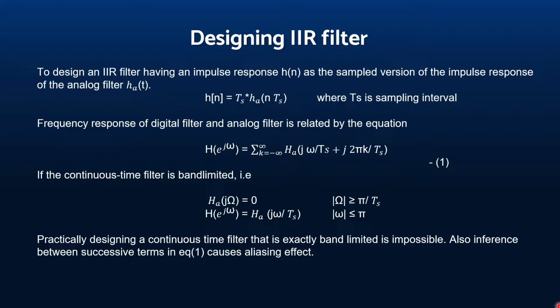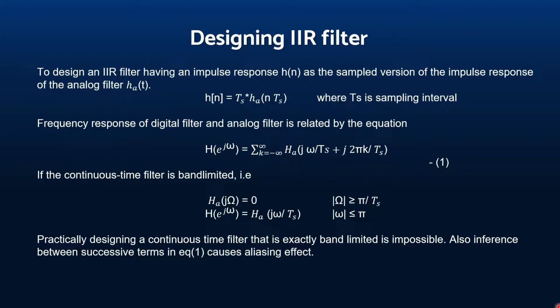The frequency response of the digital filter and the analog filter is related by the equation H(e^jω) is the summation over k from minus infinity to infinity of Ha(j(ω/Ts + 2πk/Ts)). If the continuous time filter is band limited, that is Ha(jΩ) is 0 where |Ω| is greater than or equal to π/Ts, then H(e^jω) is Ha(jω/Ts), where |ω| is less than or equal to π.